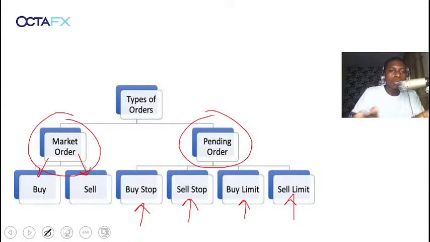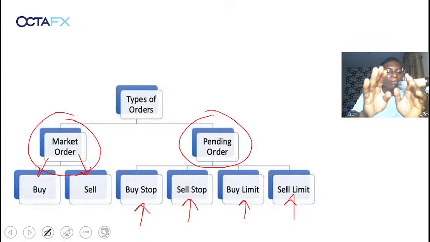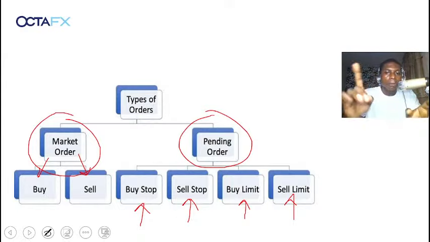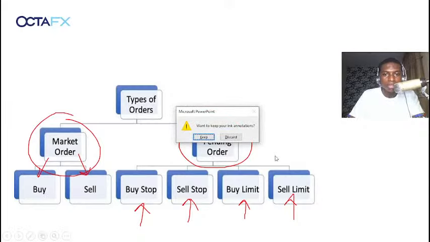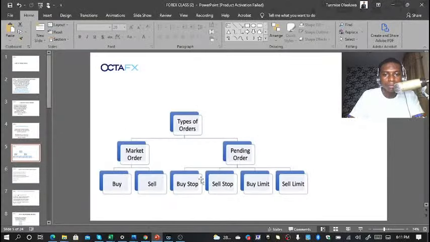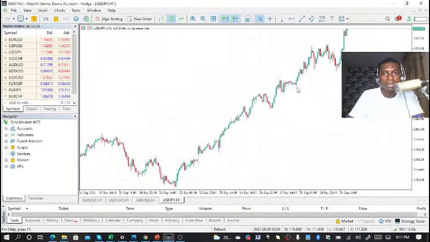Now, I would not want to bore you with the slides. I would dive right into the MT5 and show you how to set your buy stop, your sell stop, your buy limit, and your sell limit. Great. So let's go. Let's go practical. Fantastic. So we are on MT5 now.